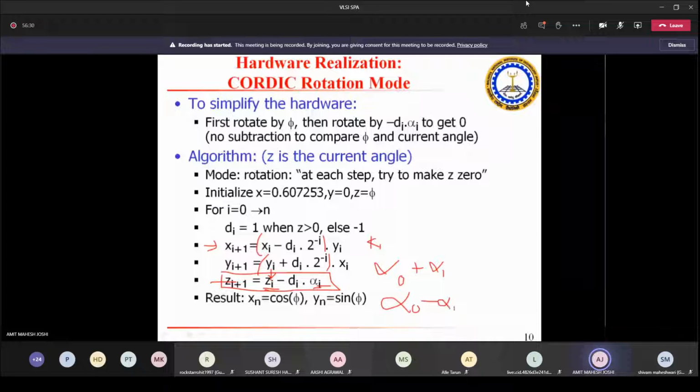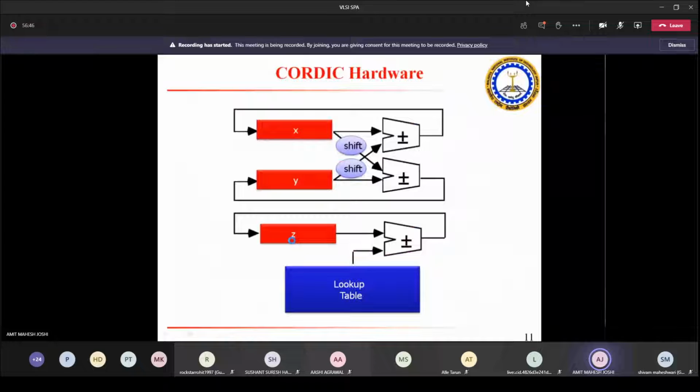Now just think about how I can implement these three equations. Here I require a subtraction adder. Ultimately, if you remember, subtraction is nothing but addition only. So if I want to implement this, this could be the hardware. X, then shift. This shift is 2 raised to i. This will be added or subtracted with y. So the term will be xi plus or minus 2 raised to i times yi.